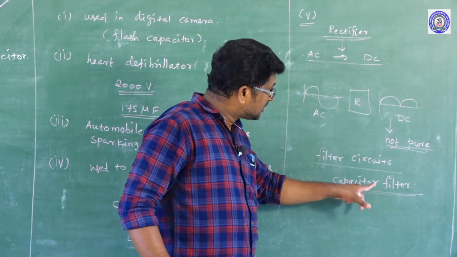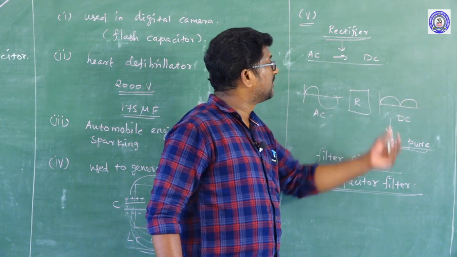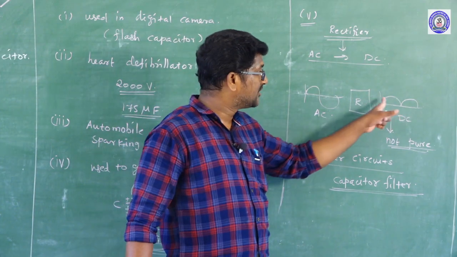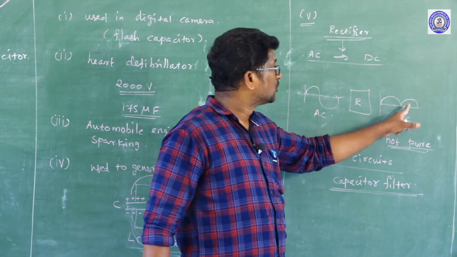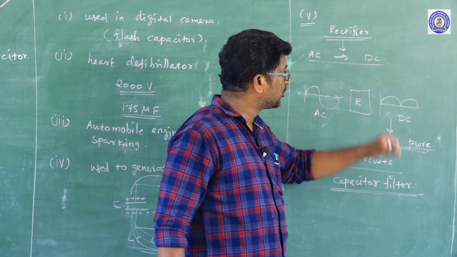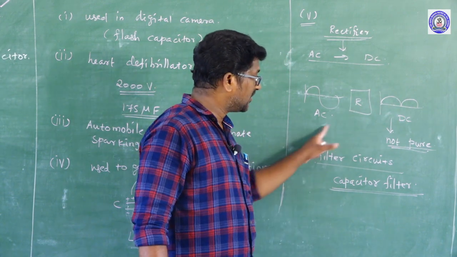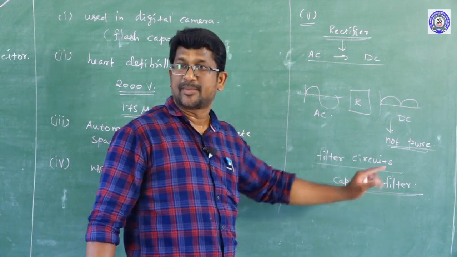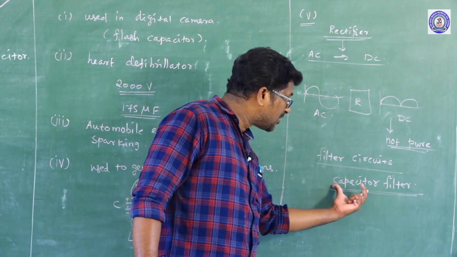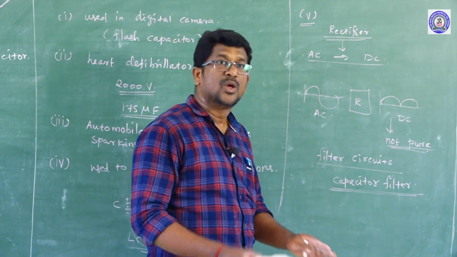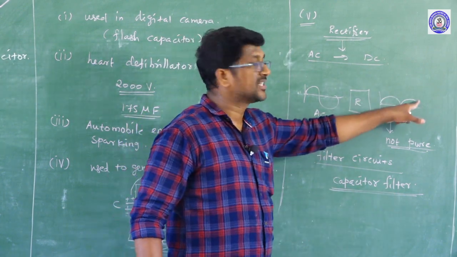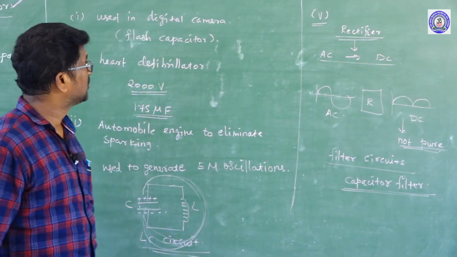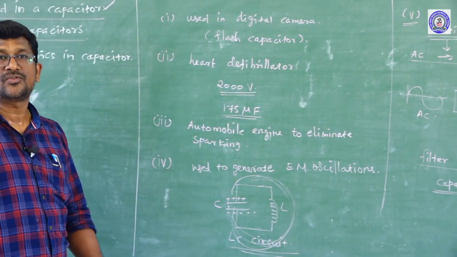Capacitor filter is used to smoothen the fluctuations in the output voltage obtained from the rectifier. The output voltage from the rectifier fluctuates. So, to smoothen these fluctuations in the output voltage of the rectifier, filter circuits are used. One of the important filter circuits is the capacitor filter. That means, by using a capacitor filter, we can reduce the voltage fluctuations in the power supply or voltage supply. So, these are important applications of capacitor.